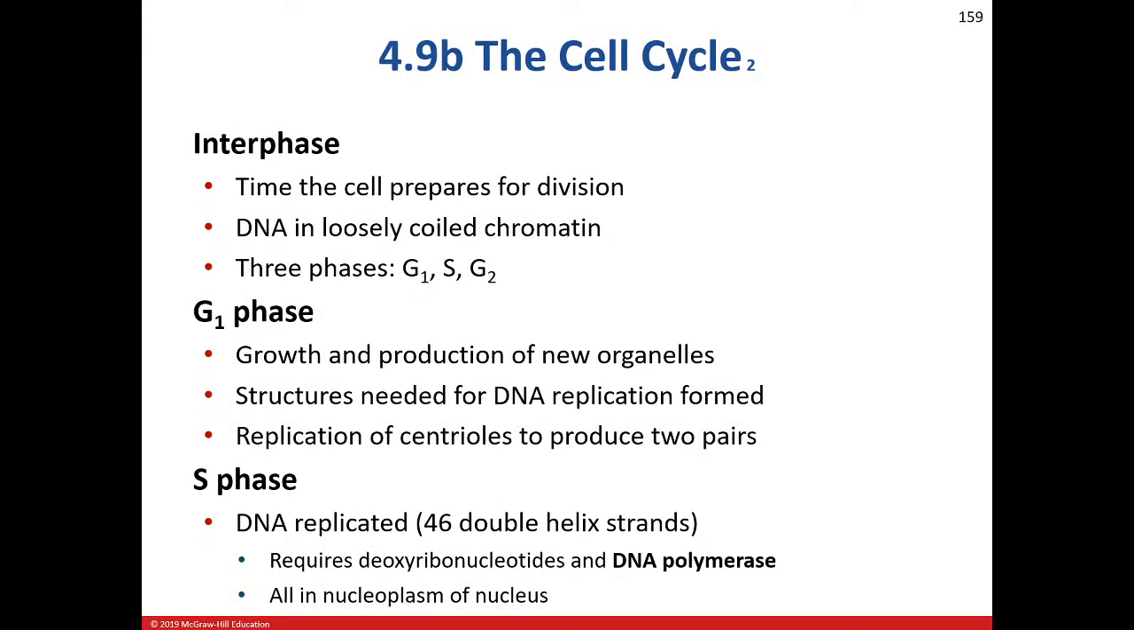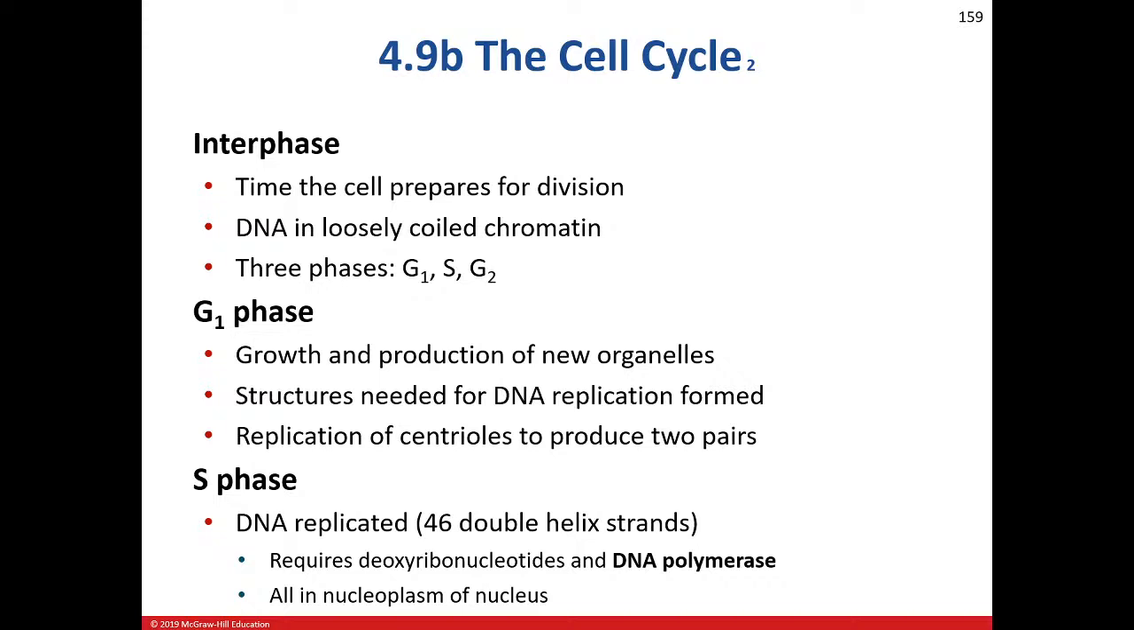Interphase is the time the cell takes to prepare for division, and during this time, DNA will be loosely coiled as chromatin. Basically, it looks kind of like a bowl of spaghetti, because DNA is strands, so it's like a loose bowl of spaghetti around the nucleus. It has the three phases we mentioned: G1, S, and G2. In G1, we produce new organelles, we grow, we develop the structures needed for DNA replication. Then we replicate the centrioles to produce two new pairs, because we're going to need a pair of centrioles for the two daughter cells.